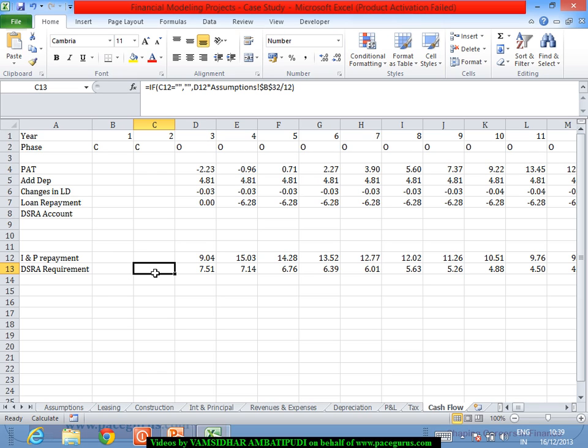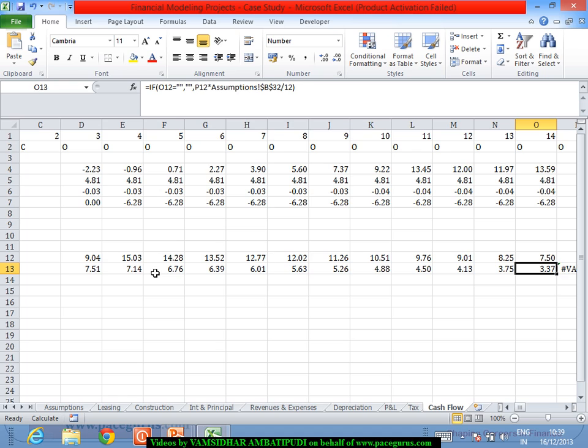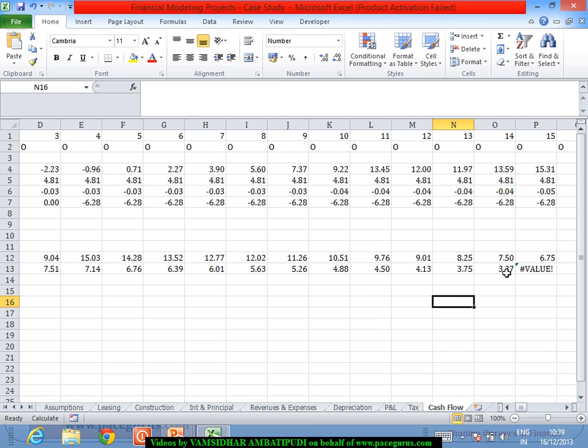So here I don't need to consider the DSRA because this has already gone in. So for this period I am taking that these are the DSRAs. So for each of the periods I am computing that this is the DSRA requirement, right? This is the DSRA requirement, whereas in the last period it has to get updated to 0.